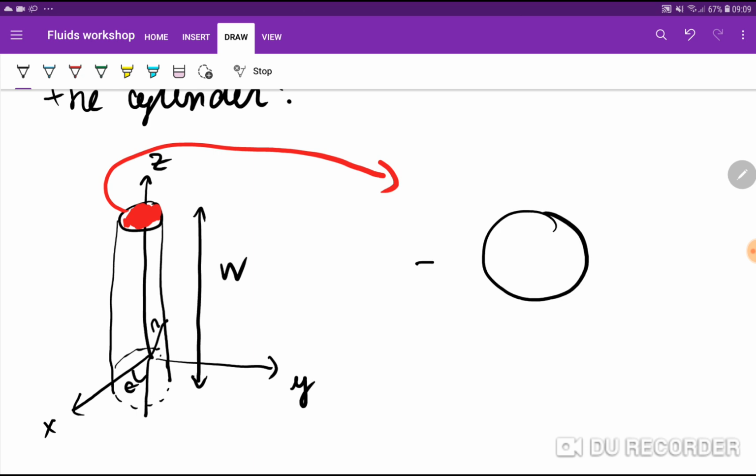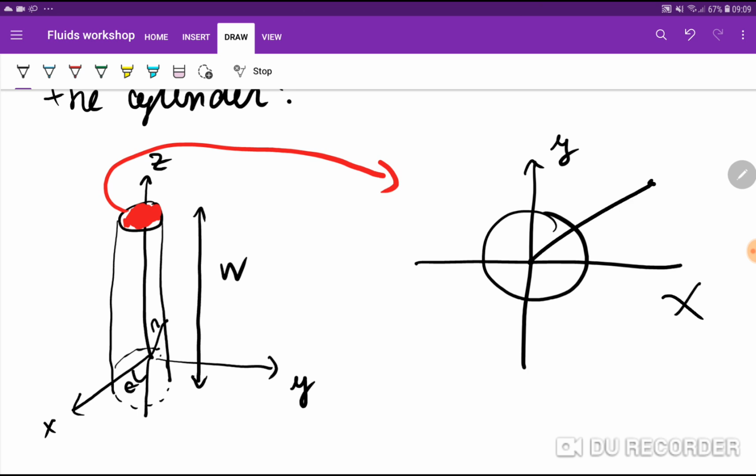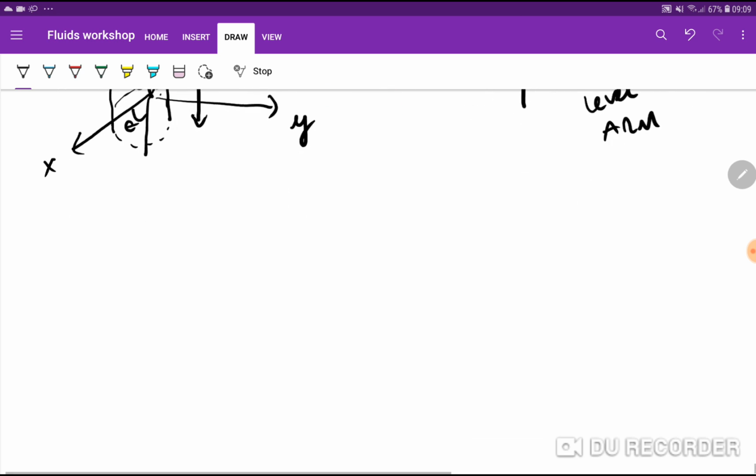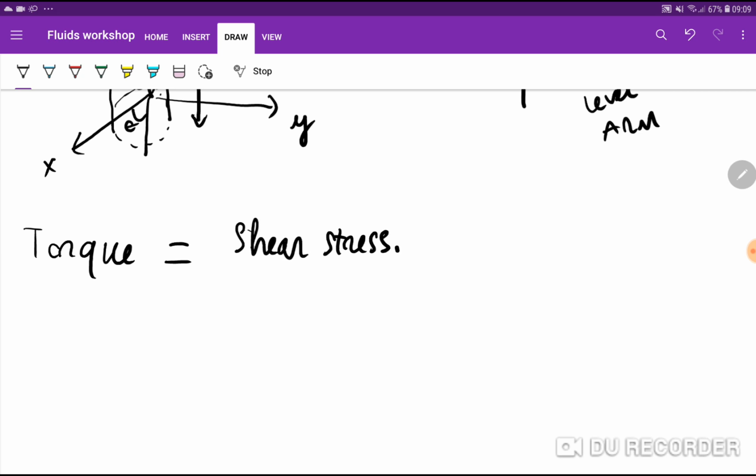It looks something like this. This is y, this is x, right? And you have a random radius r. This point is big R. So this is the definition of the level arm. This length is the level arm. So what's the torque formula? The torque formula is equal to shear stress times area times level arm.